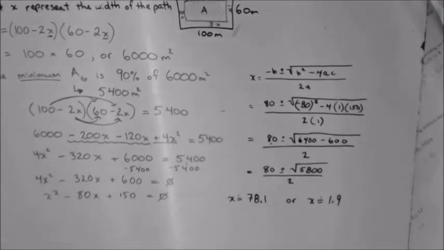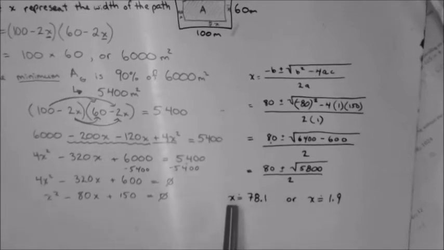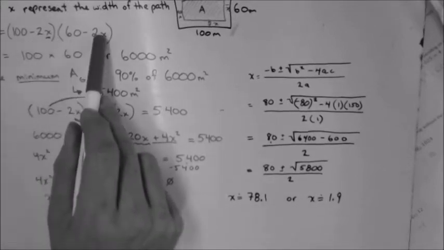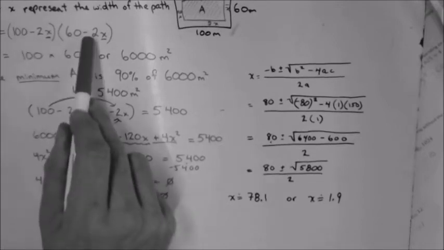1.9. So it appears as though there are two possible widths for our path. The first width, the path could be 78 meters wide, or the path could be 1.9 meters wide. Well, if we wanted to double check, we could put each of these answers into our dimensions up here. And what would we find out?